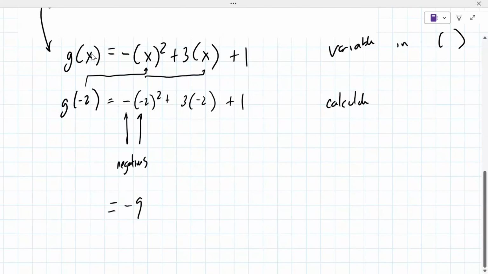Any questions, thoughts on that before we proceed? No. Okay. Part B. Part B here is to do g of x plus 2. This one is even more awkward than the negative. You're putting x plus 2 in for x. So it's negative, parentheses, x plus 2, squared, plus 3, parentheses, x plus 2, plus 1, like that.